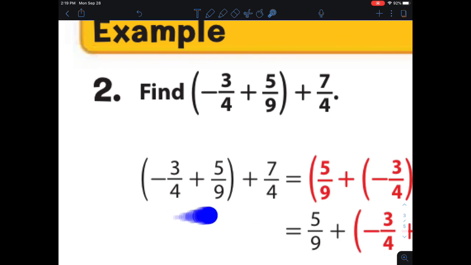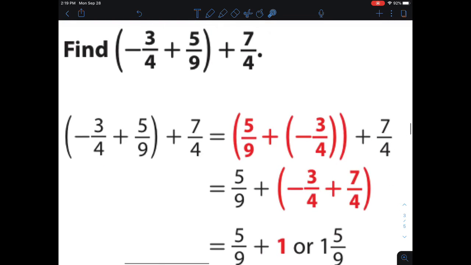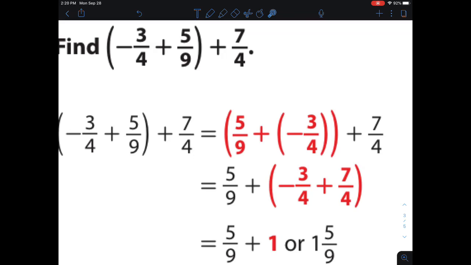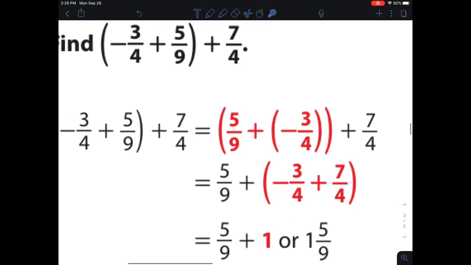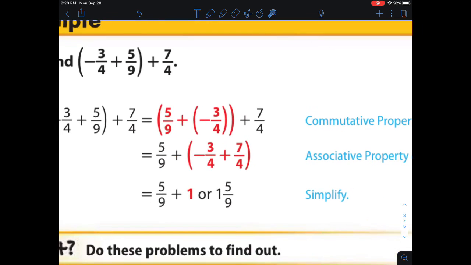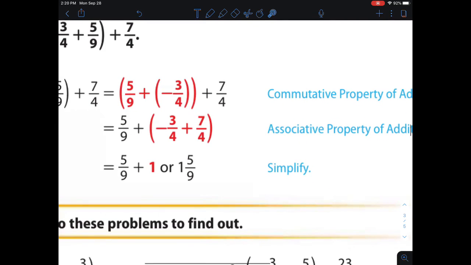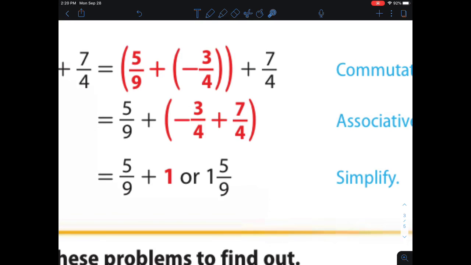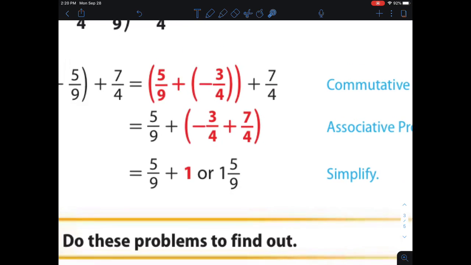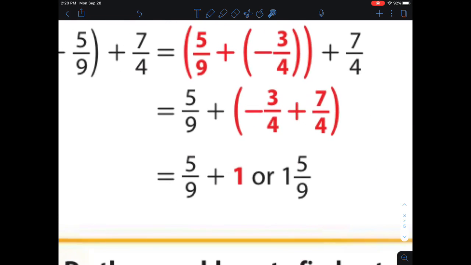So we have negative 3/4 plus 5/9 plus 7/4. We just copy the problem down. And now we are going to group the two fractions with the same denominator. So this becomes 5/9 plus negative 3/4 plus 7/4. First we use the commutative property of addition, where we move the numbers around, and then we group negative 3/4 plus 7/4 together, and that is the associative property of addition as well.